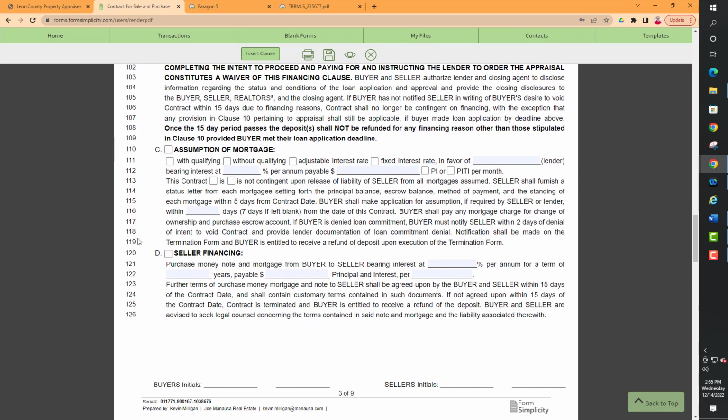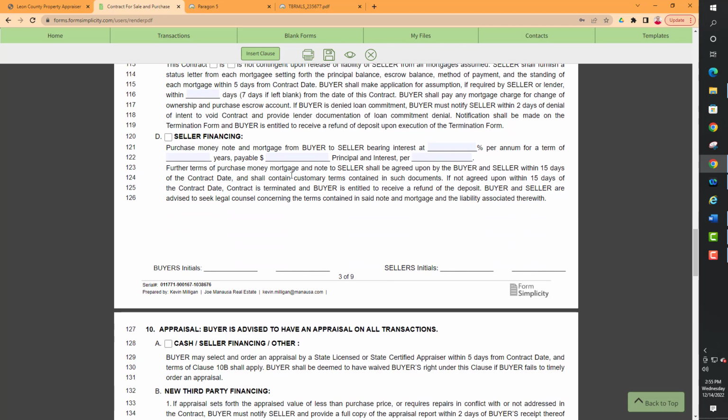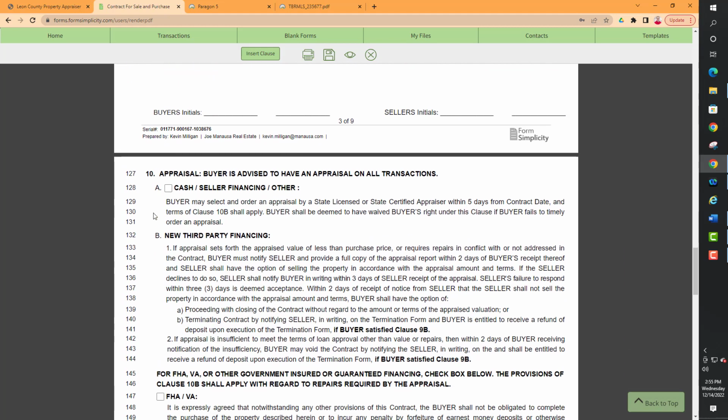Now, C and D, we're not going to talk about it in this training because you're going to use it so little. Just to give an example again, out of 1,200 or so buyer transactions, I've never used C and I've only done D a handful of times. So you're not going to use these very often. That concludes section 9 of the contract for sale and purchase.